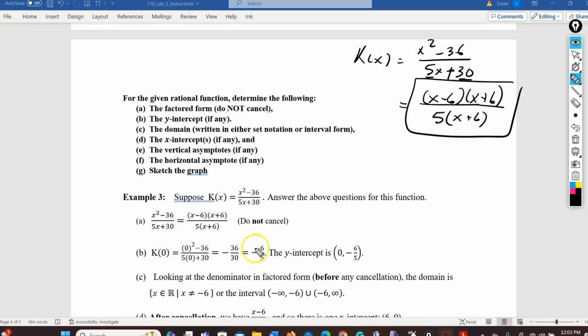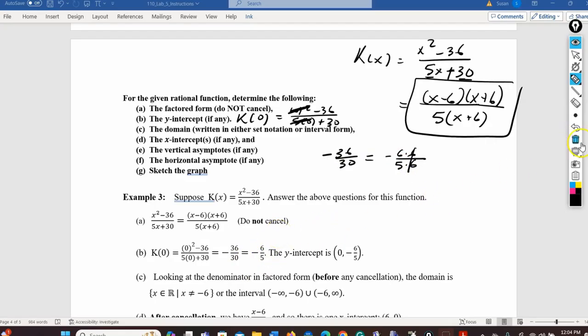Now, what is the y-intercept? So the y-intercept, we evaluate our rational function at 0. So wherever there's an x, we replace it with 0. So that's going to go away, and I'm going to get -36 over 30. But of course, that reduces. 36 is 6 times 6, and 30 is 5 times 6. So the 6's cancel, and you get -6/5.